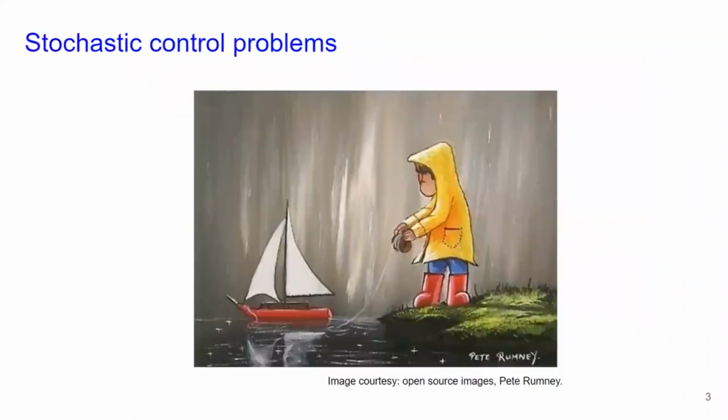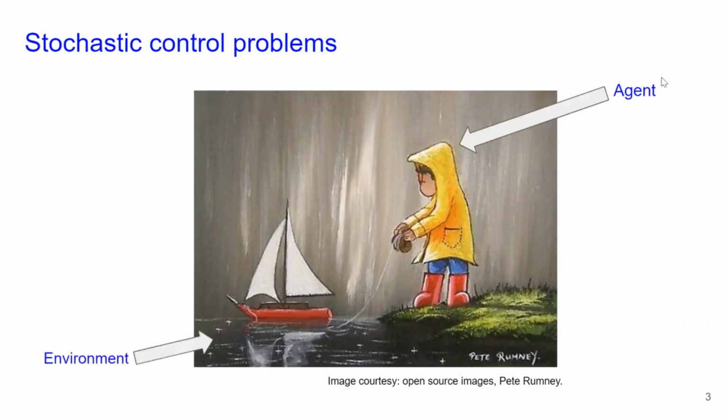A general framework to deal with these problems is called stochastic control problems. And in this framework, we have an agent who's trying to influence the environment. Then we have the environment itself that is giving the agent feedback, and that is basically everything else other than the agent. Then we have actions or controls that enable the agent to influence the environment.